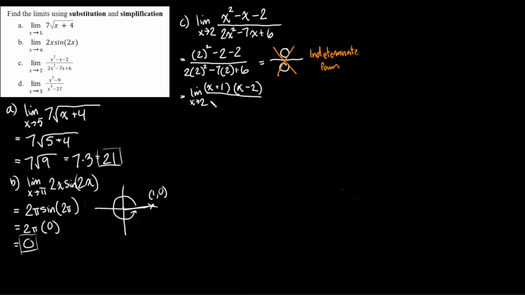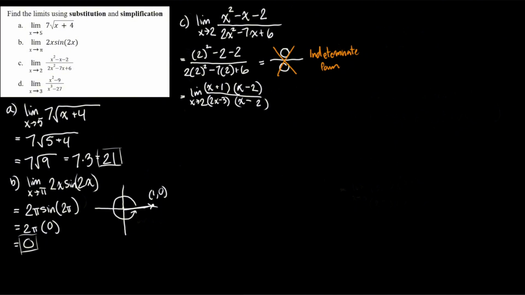The bottom, we can also probably use FOIL. Let's try that out. The 2x squared clues me that it's probably 2x and x. The 6 is probably either 1 and 6 or 2 and 3, so I'll try 2 and 3. To get the negative 7x and the positive 6, they probably both have to be negative. So that would be 2x times x squared minus 3x minus 4x, which gives you that negative 7x plus 6. And so this is a valid form of this.